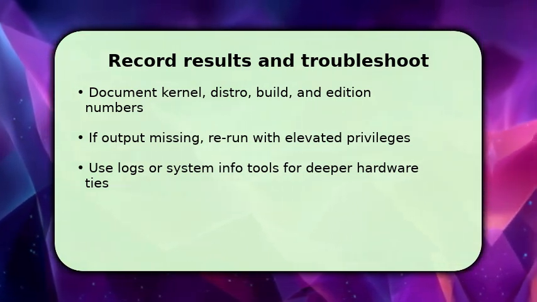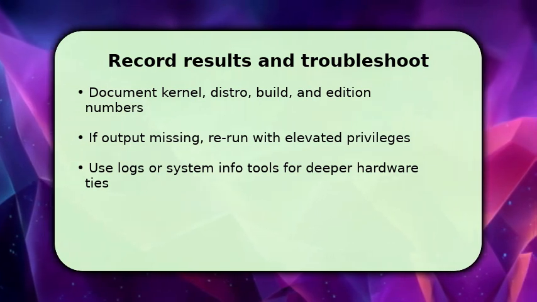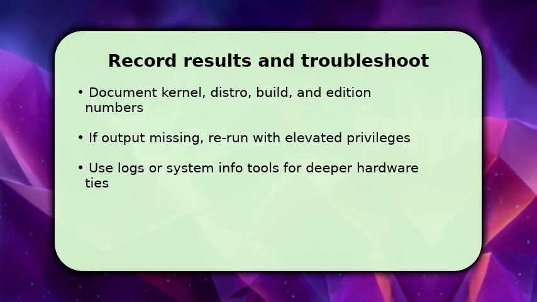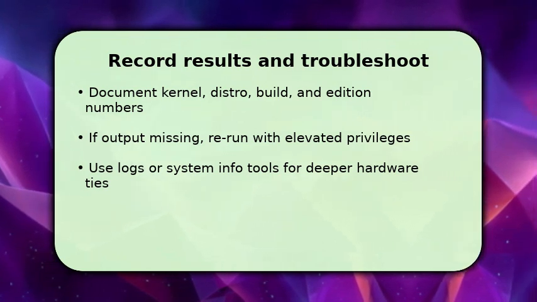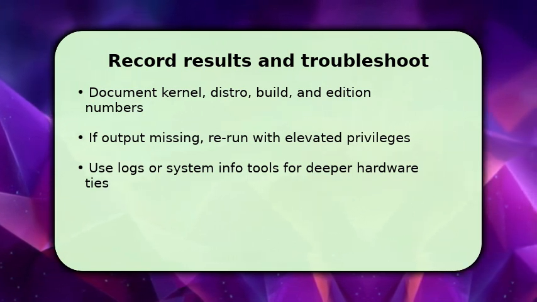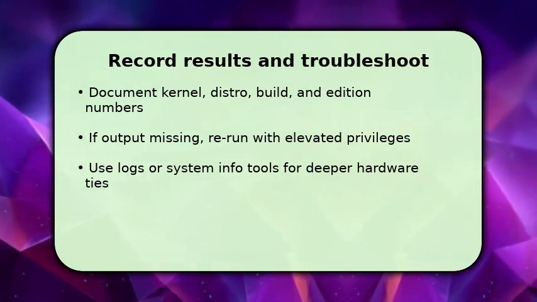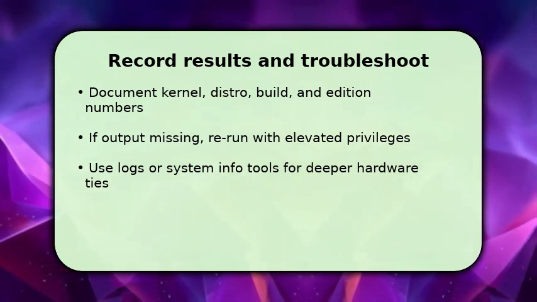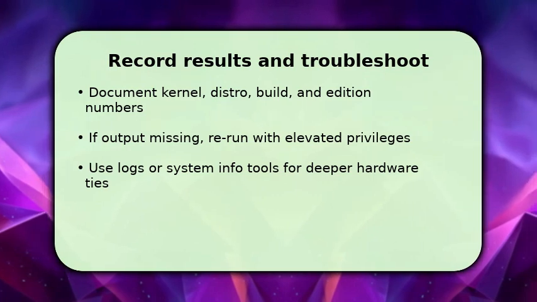If you see no output or incomplete info, rerun the command with elevated privileges or use system information utilities that collect more fields. If something goes wrong, check that system files like /etc/os-release exist, verify the path to commands, and reboot if permissions look corrupted. Those quick checks resolve most discovery failures.